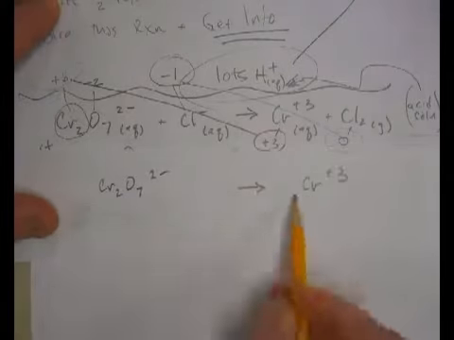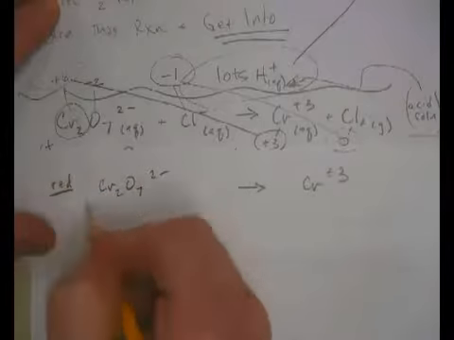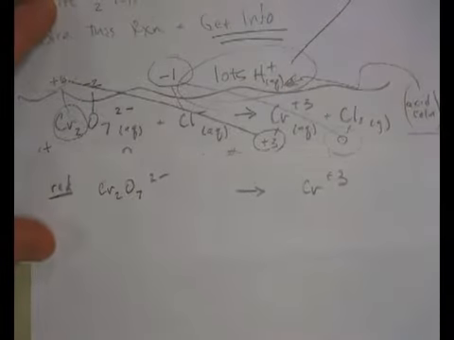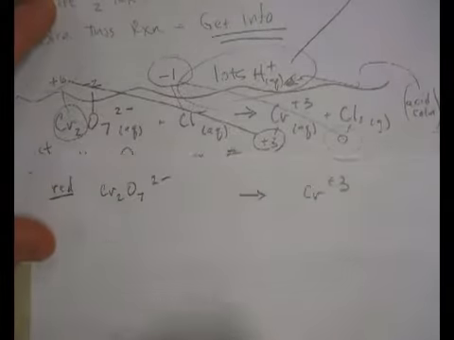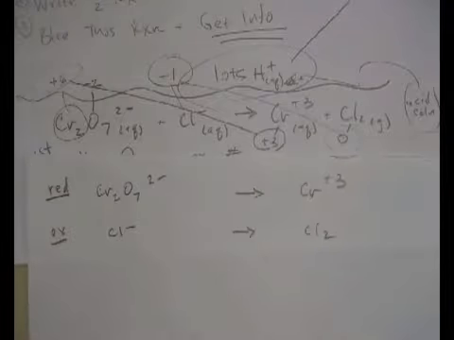And notice how I wrote it and left lots of space here on both sides of the arrow. And I can identify this right away and say that this is my reduction half reaction, because it went from positive 6 to positive 3. And then I can write my oxidation half reaction right here, and I can say Cl went to Cl2, and this is my oxidation half reaction.